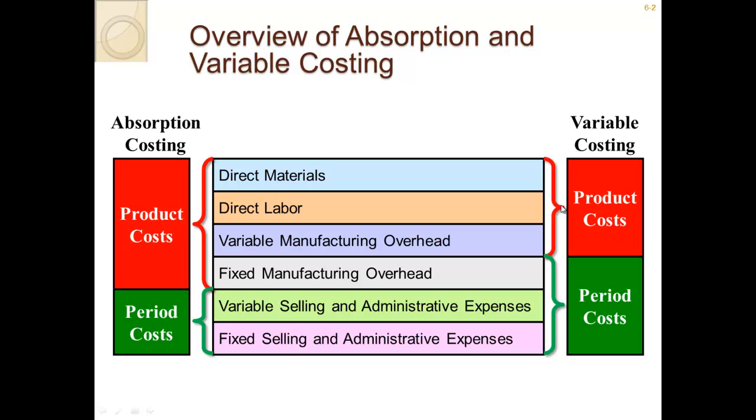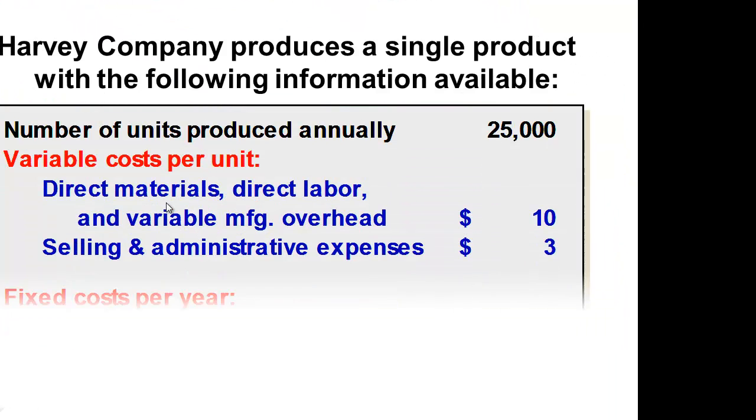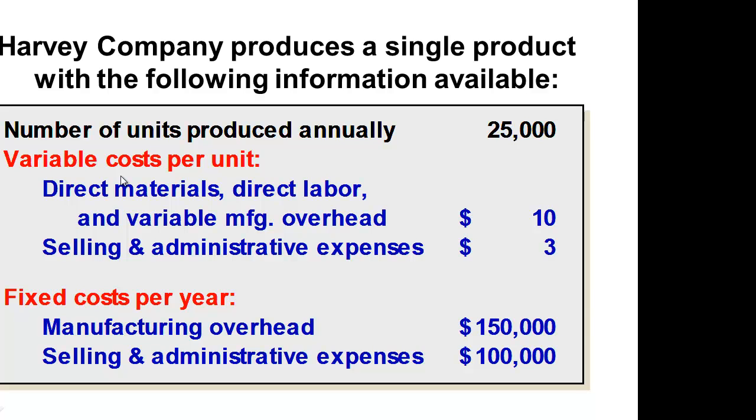The difference in variable costing is that it only includes those costs directly varying with the product, that is direct material, direct labor, and variable manufacturing overhead. The variable costs, so this is a unit cost computation.